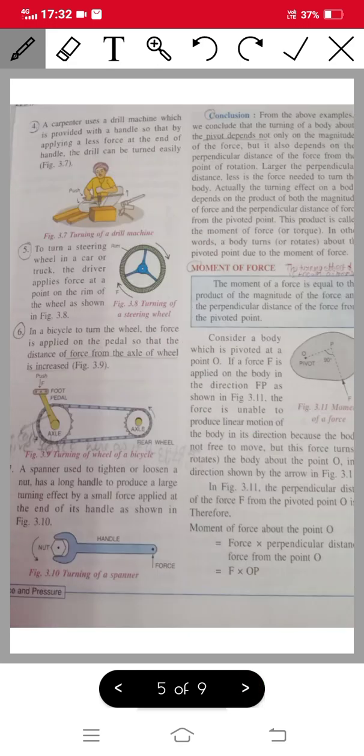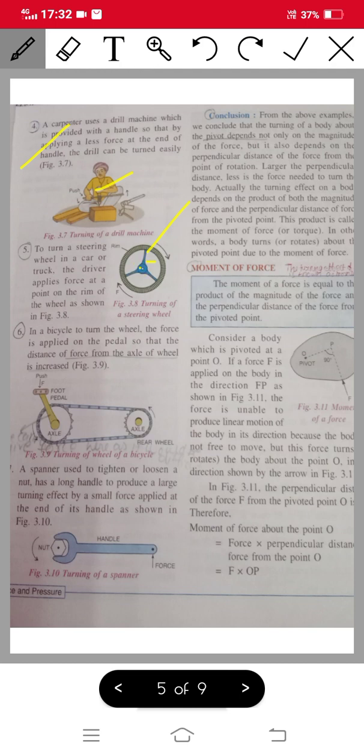Then when a carpenter uses a drill machine, he also holds the drill machine at the end, so that he has to give much less force, and the drill can be turned easily. Then when we are moving the steering wheel of a car or a truck, the driver applies much less force at the rim than near the pivoted point.